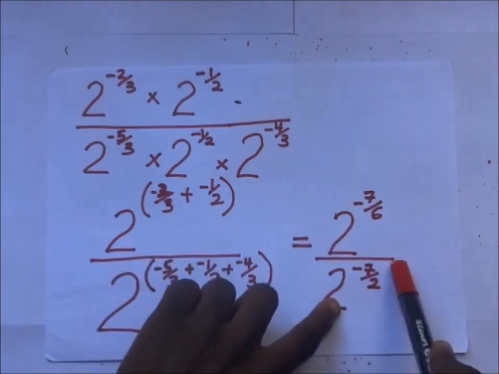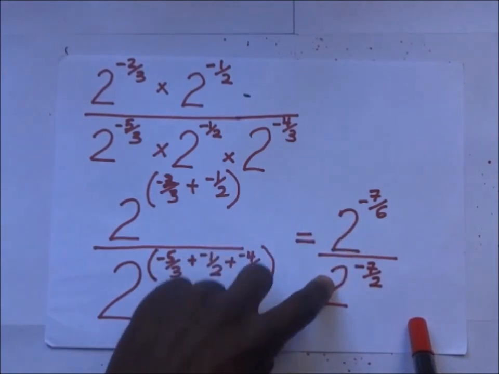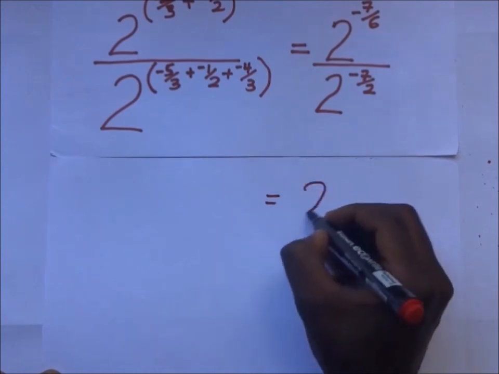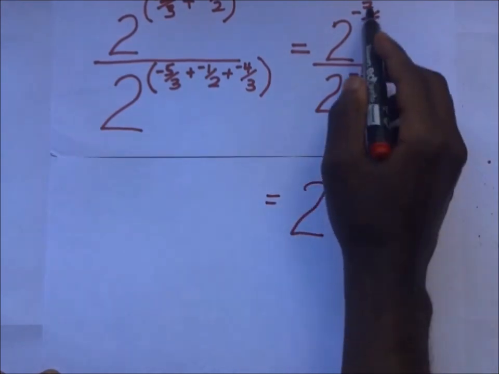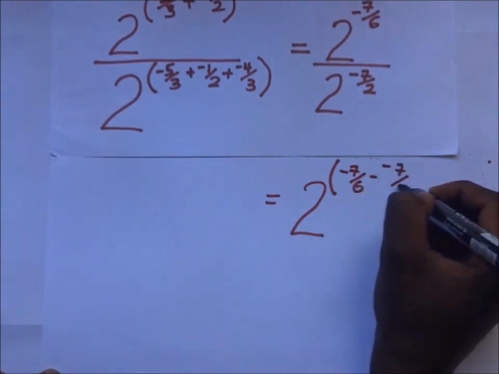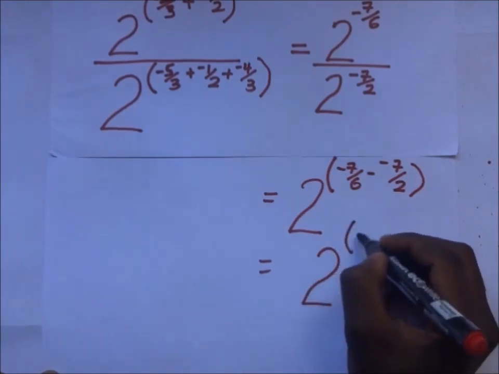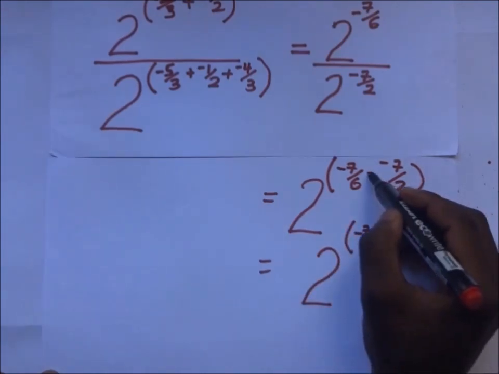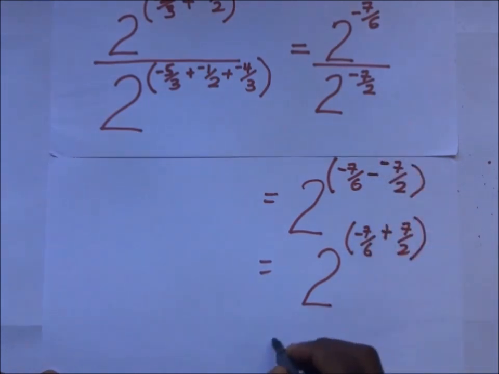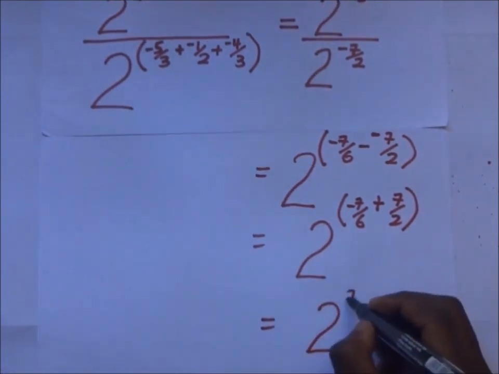This is division of indices. You're dividing two indices that have the same base. So it means that we're going to go ahead and maintain the same base and subtract these powers. So that becomes the same base to the power negative 7 over 6 minus negative 7 over 2. This minus minus becomes a positive, plus 7 over 2. And our answer here is going to become 2 to the power 7 over 3.